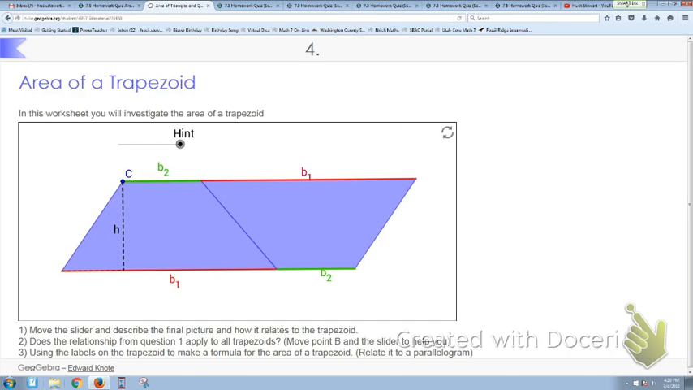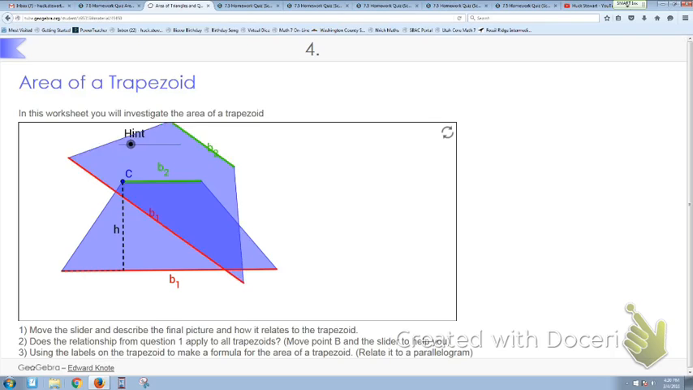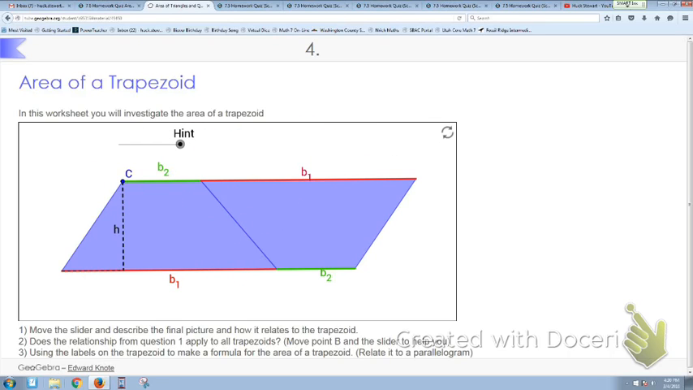Okay, what I did here is I literally replicated the trapezoid, copied and pasted it. And I'll do it one more time. Copied and pasted it, slid it over and flipped it. And now what I'm hoping you're discovering here is that this new shape is a parallelogram. Well, we just talked about parallelograms. We just talked about how to find the area of a parallelogram.